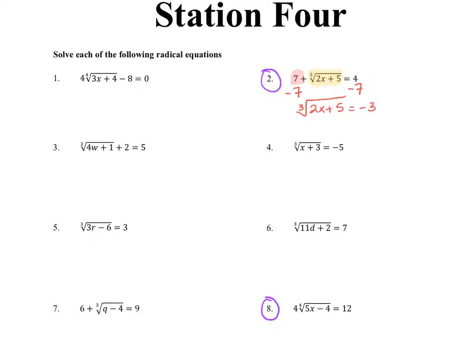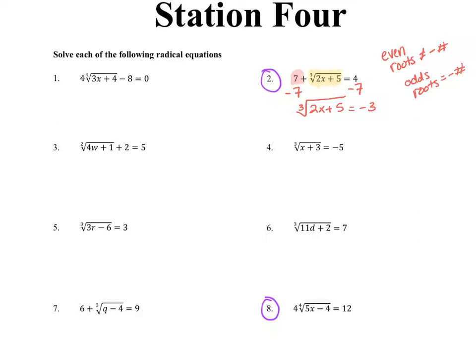Now this should cause you to pause, because when we have a square root, we can never have a square root or a fourth root or a sixth root, so any even roots, cannot equal a negative number. But odd roots can equal a negative number. So keep that in mind. If this was a square root, we could stop right here and say no solution. But since this is a cube root, we're going to keep solving.